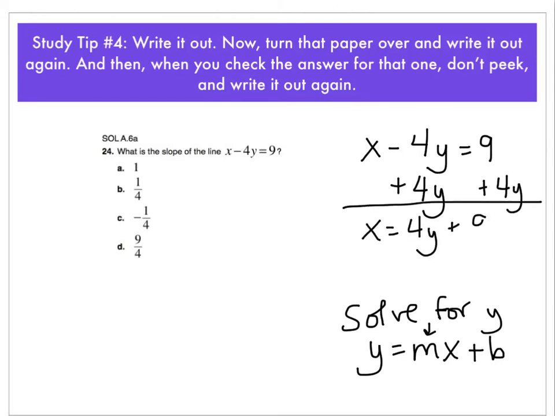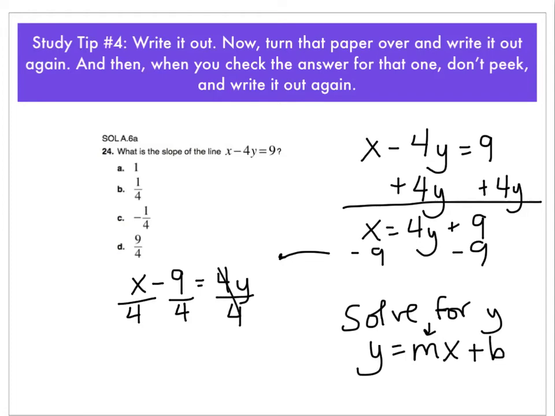4y plus 9. Then we're going to subtract 9 from each side. Oh, I'm going to move over here because I ran out of space. X minus 9 equals 4y. We're going to divide by 4, divide by 4, divide by 4. So that means here's y equals, I know my y-intercept is minus 9/4.